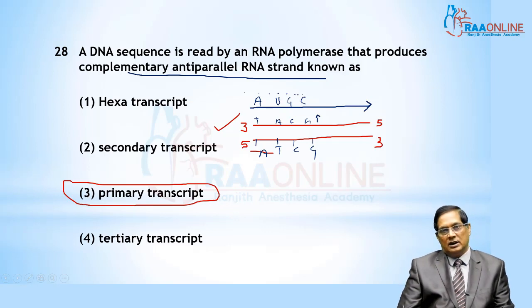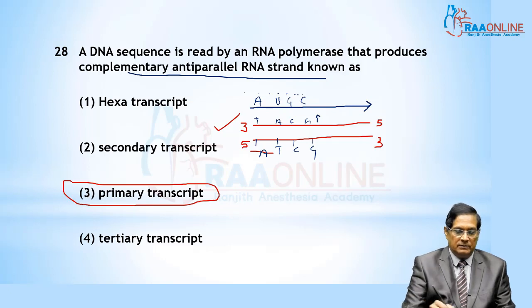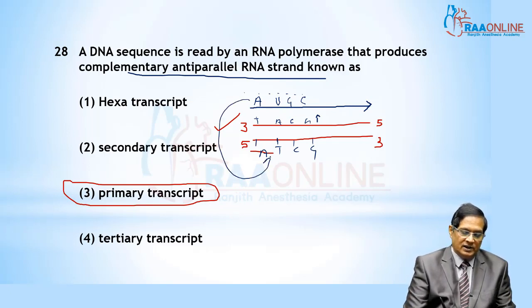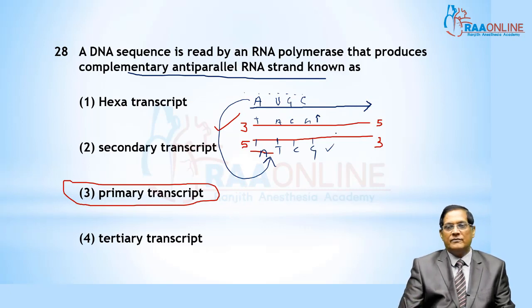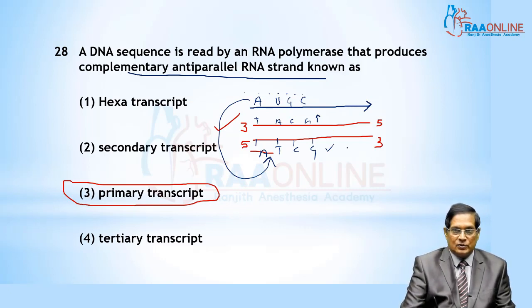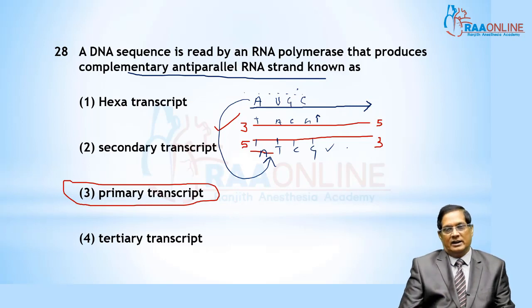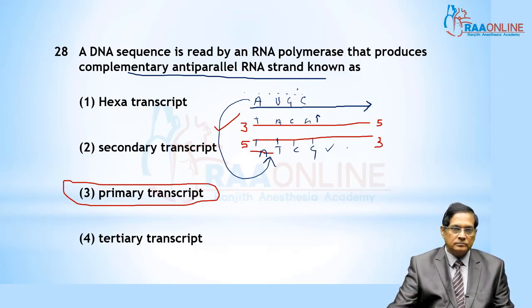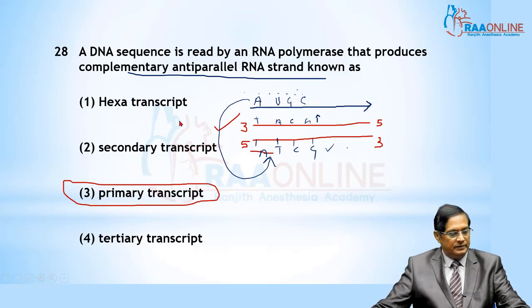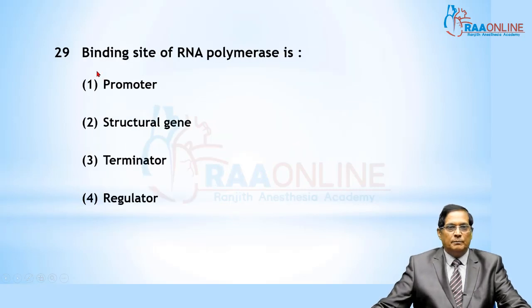This is the sequence of bases on RNA formed by the 3-5 strand. But you see, the sequence is very similar to the sequence of the 5-3 strand. That is, these codes are actually transferred to the RNA. The only difference is that thymine is not found in RNA. Instead of thymine, uracil is present. So the primary transcript is formed. Then the binding site of RNA polymerase enzyme.